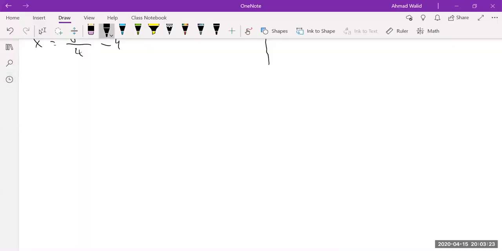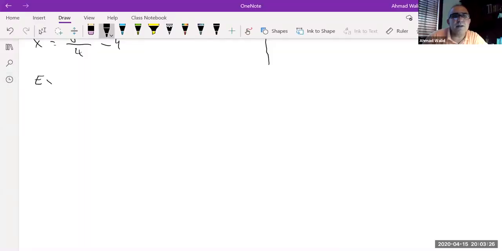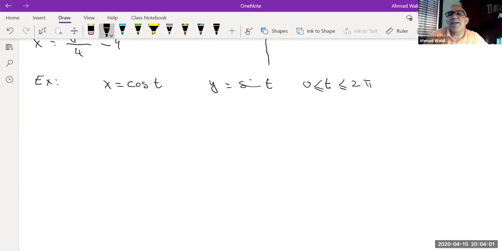Let's try this. Look at this example. Let's bring some trigonometry also. X equals cosine t and y equals sine t, and t is restricted between 0 less than or equal to t less than or equal to 2 pi. I have a restriction again for t.